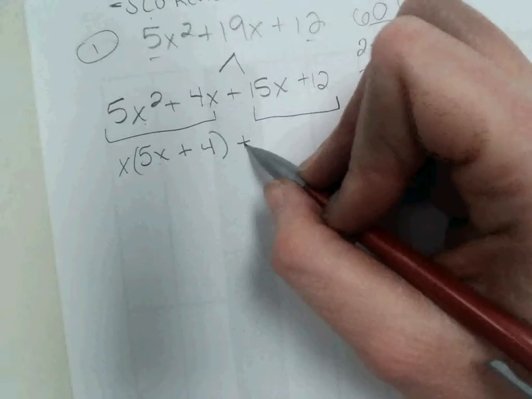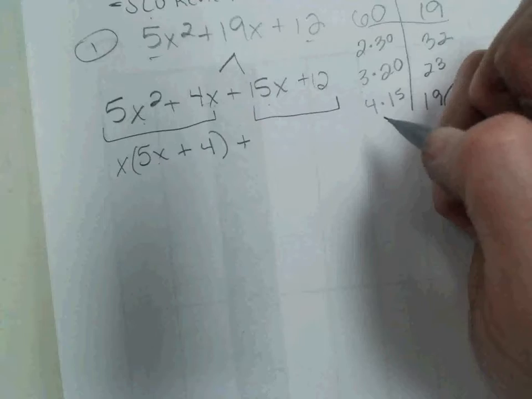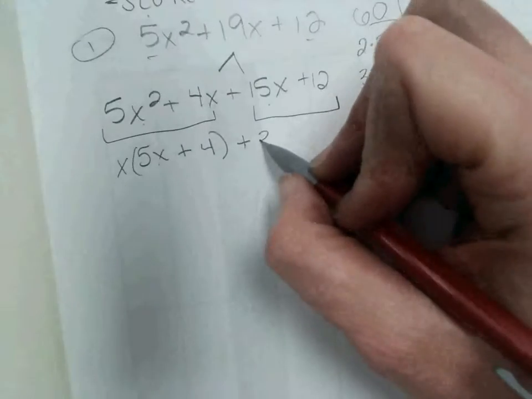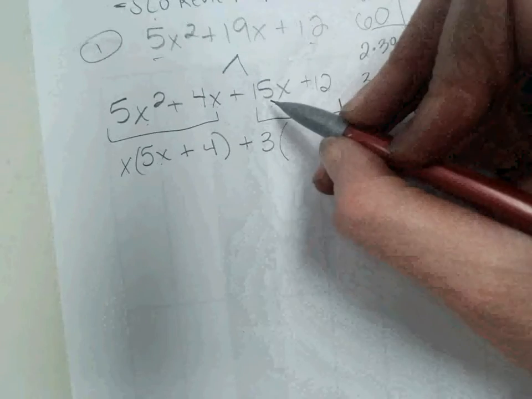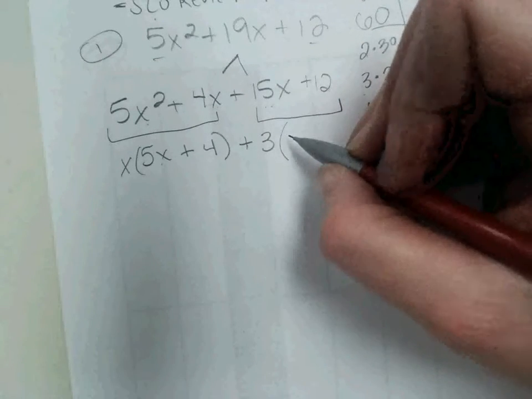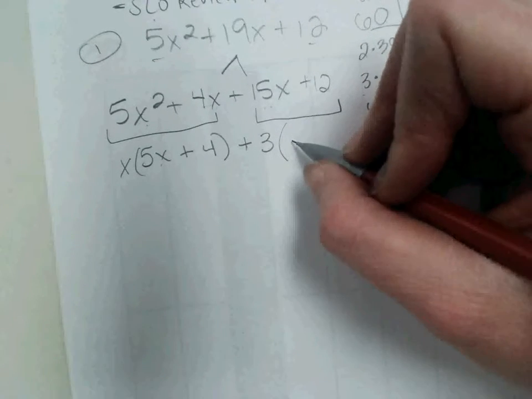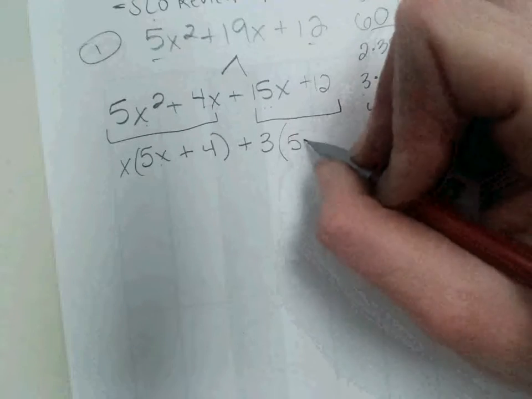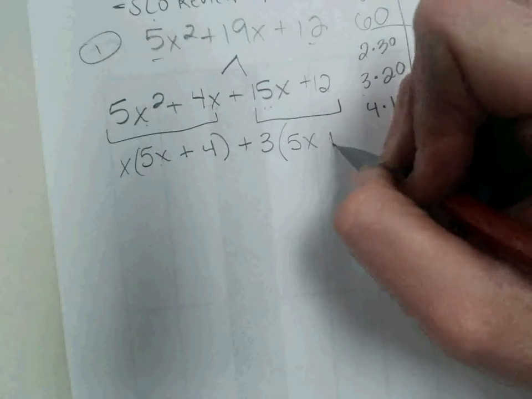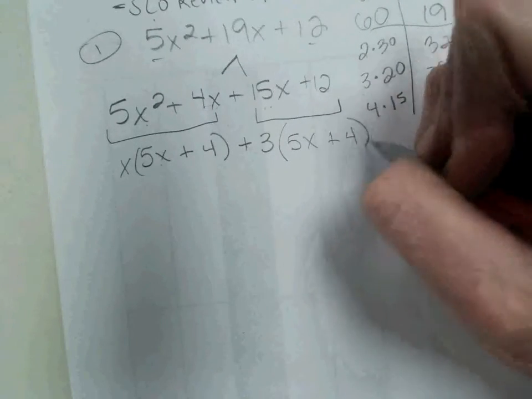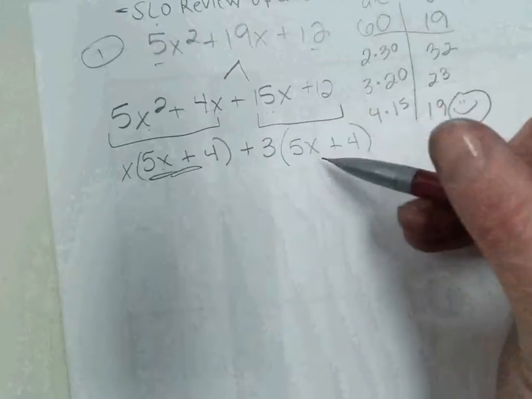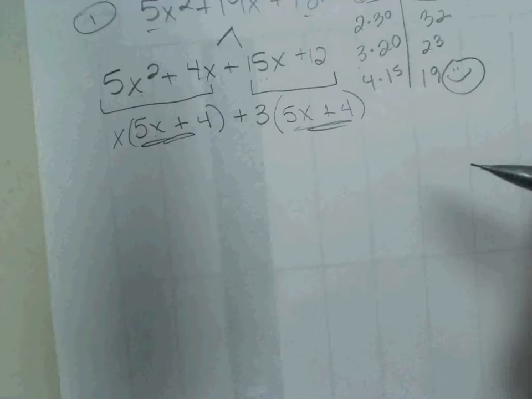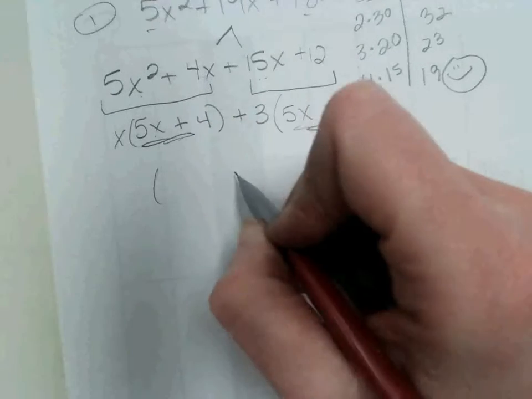In my next group, 15 and 12 have a common factor of 3. No x in common there. Dividing 15 by 3, I get 5, and the x there, and 12 divided by 3 is 4. The thing that should stand out is that these two are the same. Not a coincidence. It's the first group in your factored form.